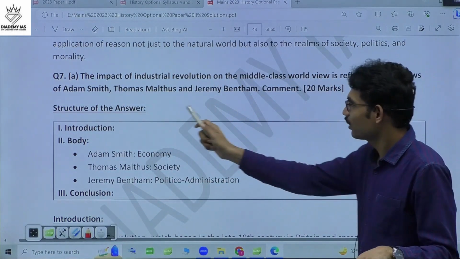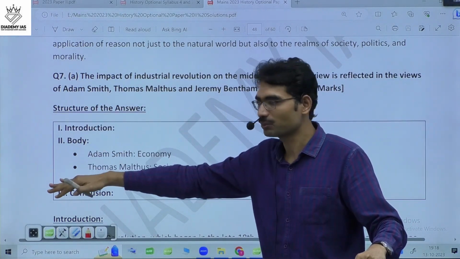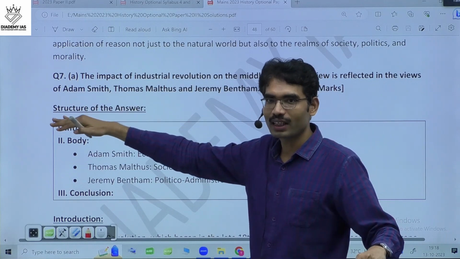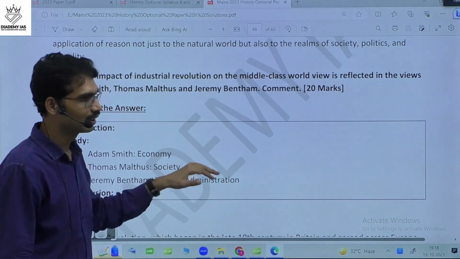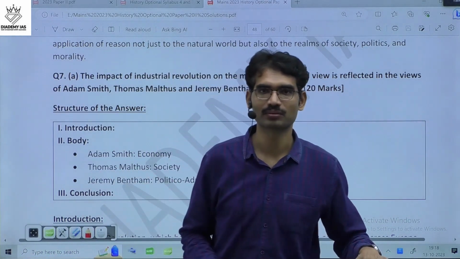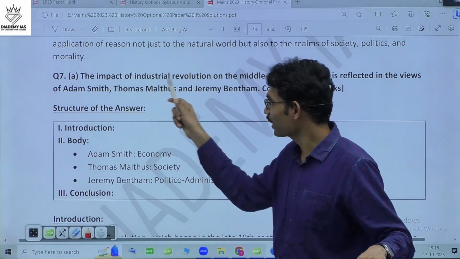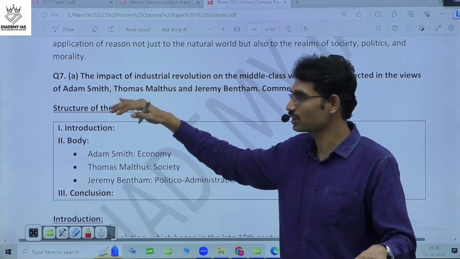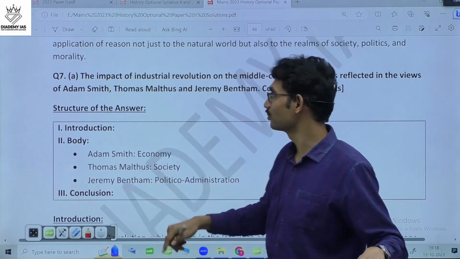Now here it is saying, impact of industrial revolution on the middle class world view is reflected in the views of these three. Adam Smith is known for economic principles. He is considered as the propounder of capitalism. In The Wealth of Nations, he said how countries can progress, how wealth should be generated. So this is how the impact of industrial revolution is the wealth creation. Adam Smith talks about wealth creation in the economic sphere.